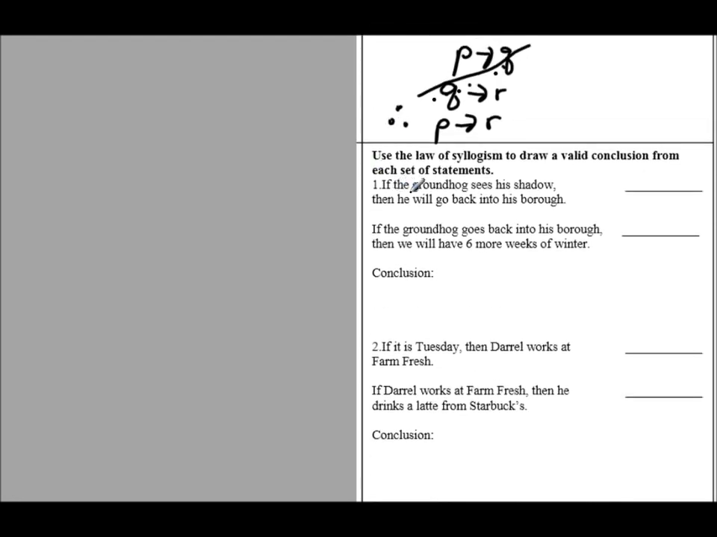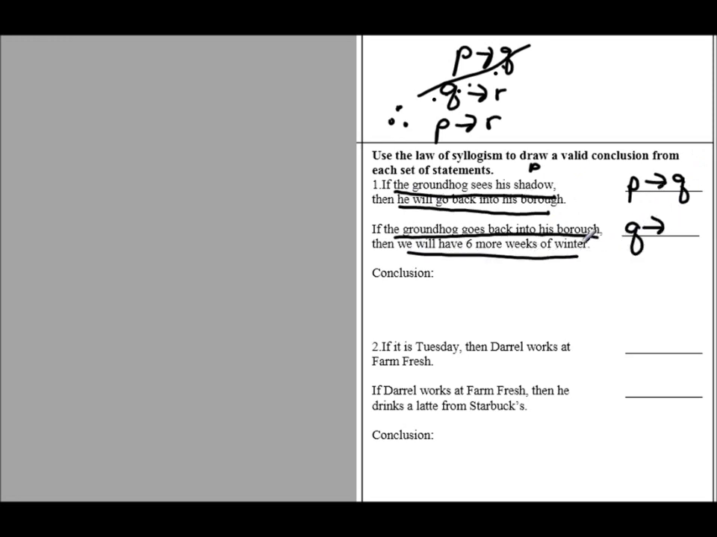So first we identify P and Q in each conditional statement. If the groundhog sees his shadow, so anytime the groundhog sees his shadow, that's P, he will go back into his burrow. Anytime the groundhog goes back into his burrow, that's Q. If the groundhog goes back into his burrow, well, we've already talked about that, it was Q. Then he will have 6 more weeks of winter. Because we've been given some piece of information that we have not referred to before, we call it R. That's just a way to identify it as something different than P and Q, because we haven't talked about 6 more weeks of winter yet. We give it a new title, R.